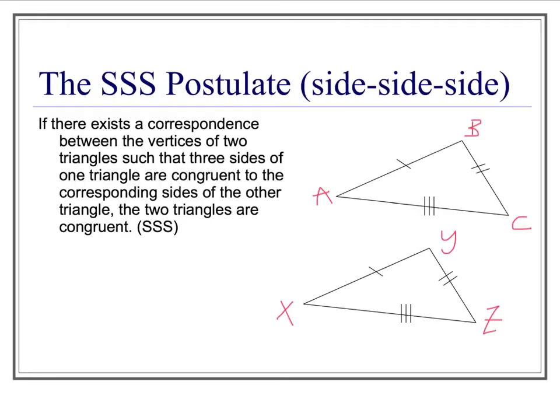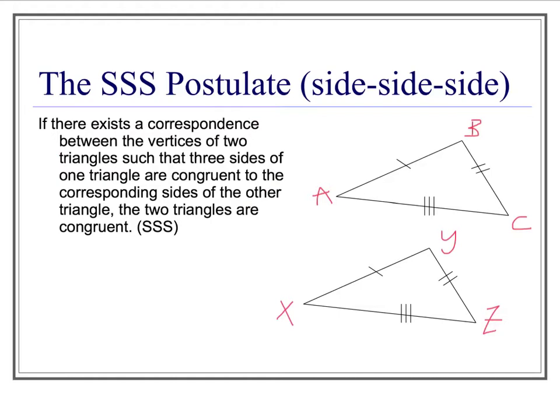As we go through the lesson today, we're going to find that there are three different ways we can prove triangles congruent. The first way is the SSS postulate, which stands for side, side, side. This means that if we have three sides of one triangle congruent to the three corresponding sides of a second triangle, the entire triangles are congruent to one another.